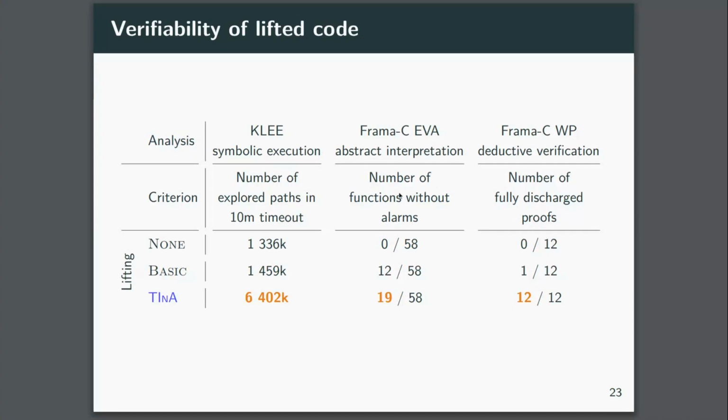With Pharmacy, we reduce the number of alarms, so we were able to prove that more code is safe without the addition of any new annotations to guide the analysis. And for example, for some deductive verifications, our optimization allows us to fully discharge the proof, whereas without it, it is not possible to prove anything.